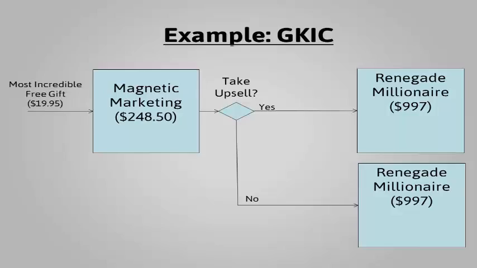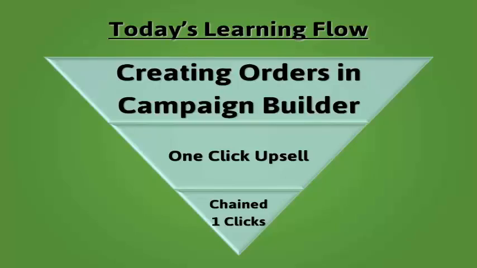Now, as you could probably tell, this is an advanced concept. So here's how the learning flow is going to work: everything builds on itself. The first thing I'm going to teach you today is how to create orders using the campaign builder. It's not something that you can do natively, but it is something you can do, and it's a key function and a key tactic in order to do this one-click stuff.